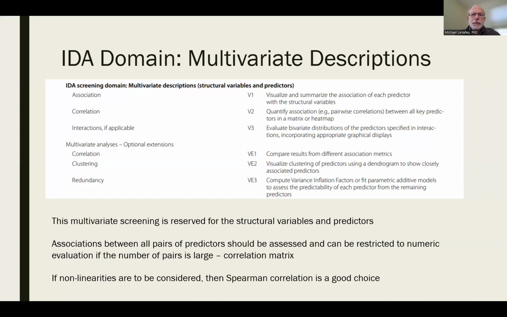What you don't want to do is do multivariate analyses with the outcome. So you can do missingness evaluation of the outcome, you can do univariate, but this is the step where you would just stick to the predictor values. And sometimes we think about nonlinearity, in which case we probably wouldn't want to use Pearson correlation, but more Spearman correlation.